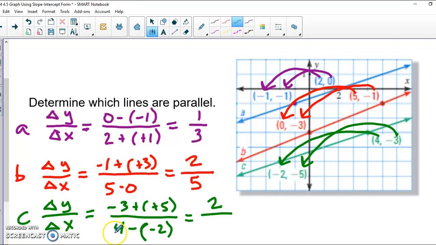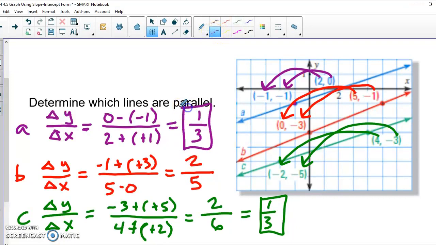And in my denominator, I will again do same, change, change because I'm subtracting negatives. So the 4 stays the same, and I change the next two signs. So 4 plus 2 is 6, and I can reduce this to lowest terms. And I do see now 2 lines that have the same slope. So line A would be parallel to line C. But the only way to know for sure is to check the slopes.